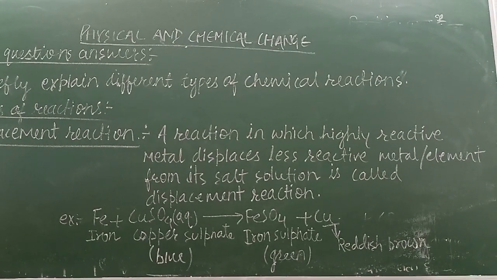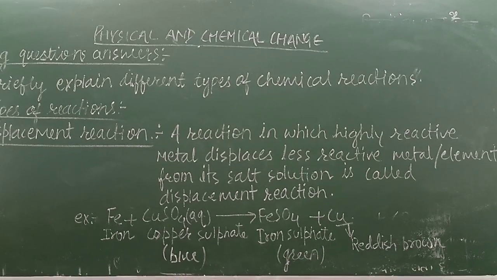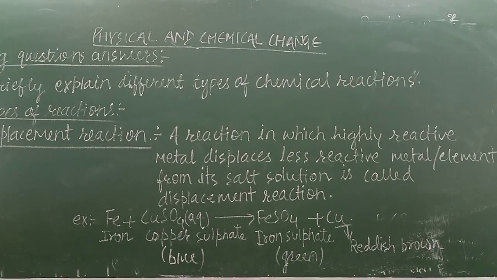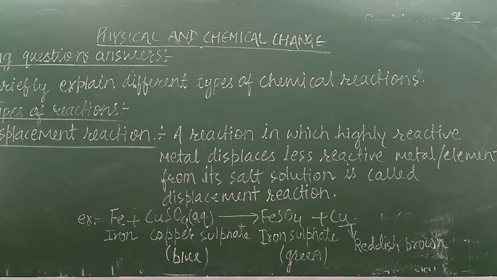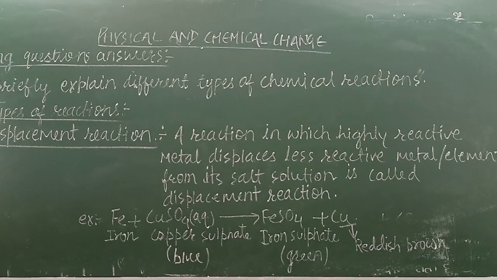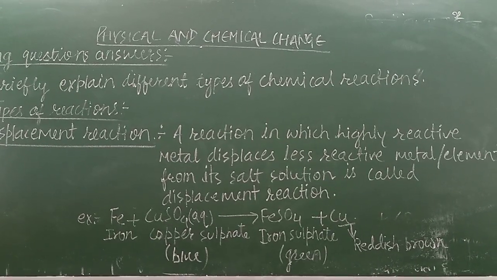So in this reaction, iron is a more reactive metal than copper. That's why iron displaces copper from copper sulfate aqueous solution, and we get green color iron sulfate and copper deposited over the iron nail.